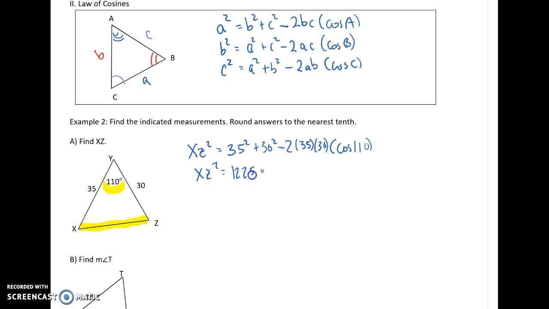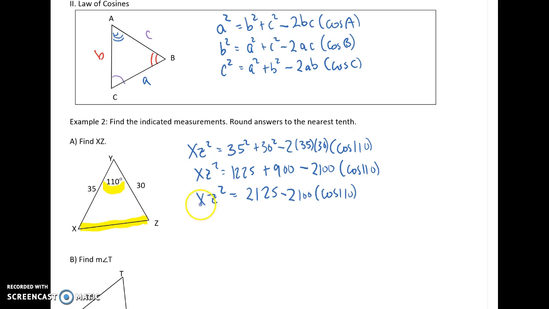1,225 plus 900 minus 2,100 times cosine 110, right? And I can keep going and simplifying these numbers. So xz squared is equal to 2,125 minus 2,100 times cosine 110. Remember your order of operations, your PEMDAS or your GEMDAS. Don't subtract these. You've got to multiply 2,100 by cosine 110 first before you subtract.